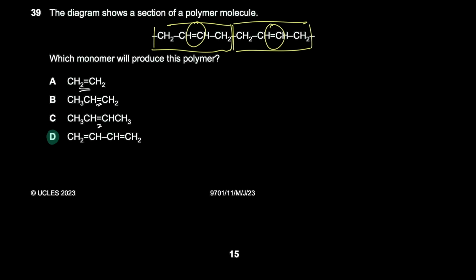This is polymerization of conjugated dienes, where we have alternating double bonds. By that I mean we have a double, single, and then a double bond, and then in the repeat unit, the double bond is in the middle. Okay.